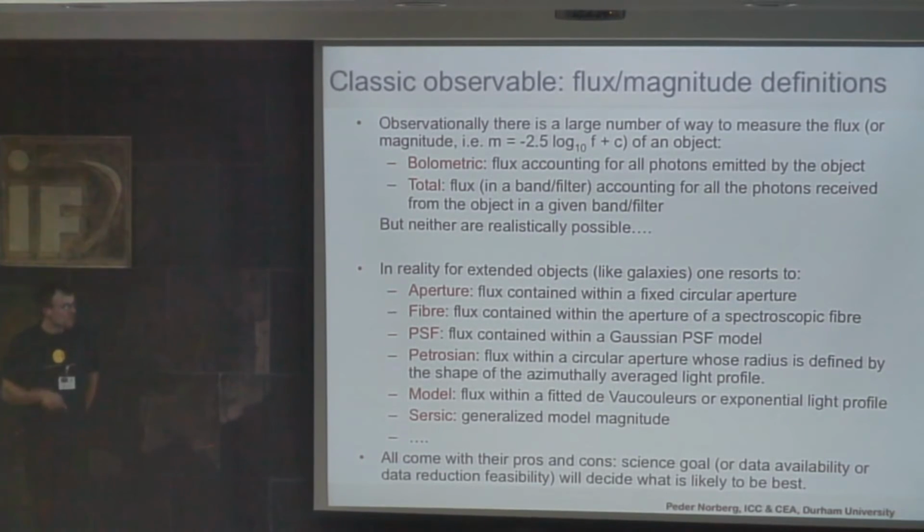The science goal ought to define what you want. But it's not really true, because quite often data availability or data reduction feasibility will lead to what is being used. So there's some mishmash of constraints, but this is what you have to deal with. In your simulation, do you think you predict aperture, fiber, PSF, Petrosian, model, Sersic fluxes? No, clearly not. That's going to be a problem.